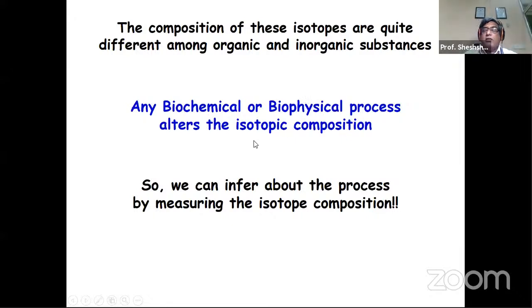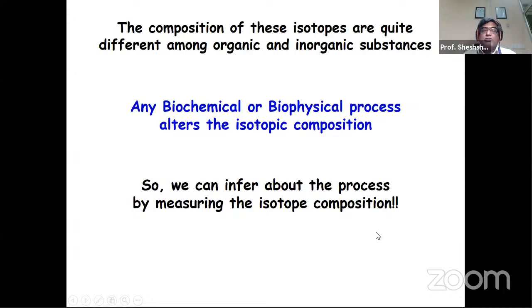During these biochemical or even the diffusive processes, which we classify as biophysical processes, the composition of these isotopes is altered slightly. And if you can identify and make precise measurements of the extent of change or alteration in the isotopic composition, we can draw very clear inferences on the process that was causing the kind of isotopic fractionation. We call it isotopic fractionation.